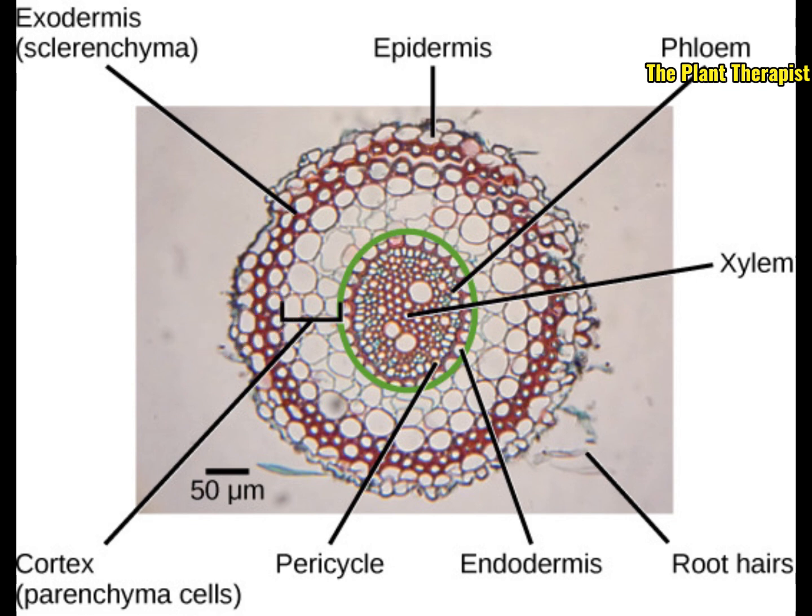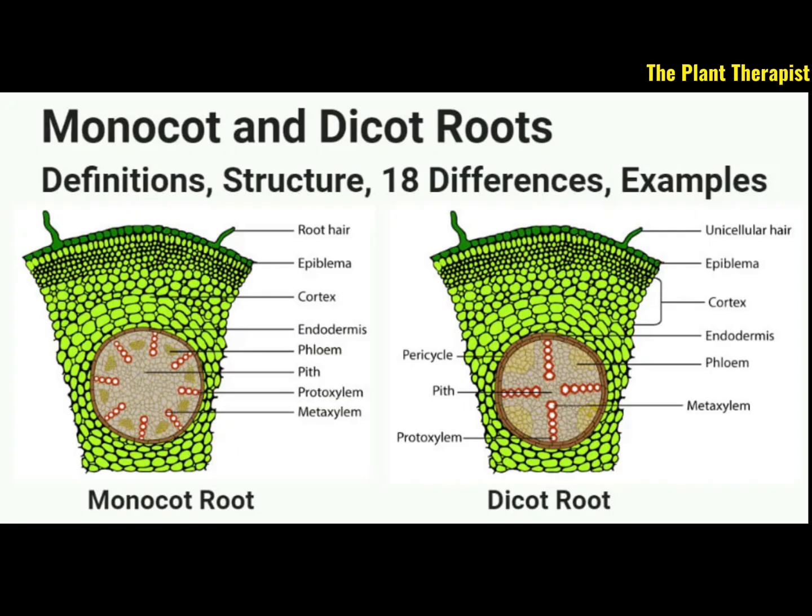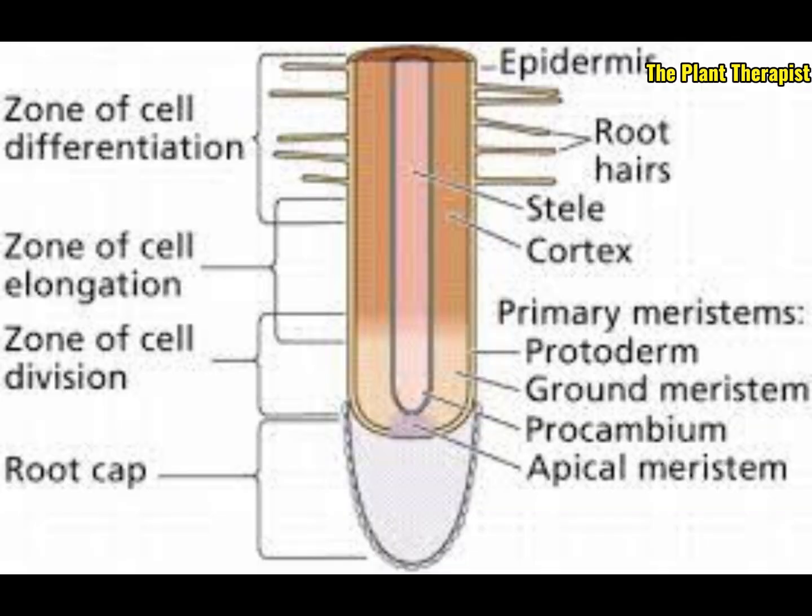xylem and primary phloem. The pith, which is a parenchymal tissue which originates from the ground meristem, is generally present in stems but is absent in most dicot roots. Grass roots, which are monocots, and those of other monocots, however, do have pith tissue. The third region is the region of elongation.